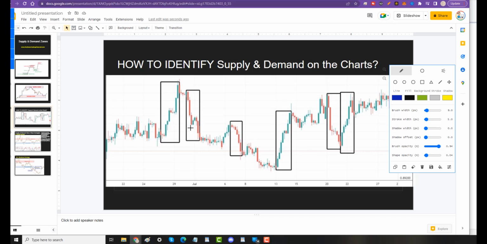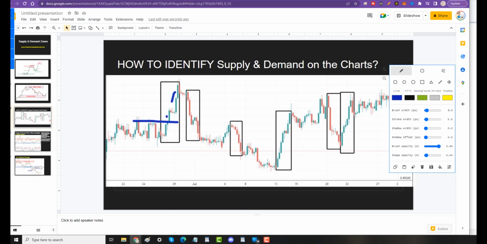And this is represented by big green candles. Whenever it has broken out, we can see 1, 2, 3, 4 huge green candles above this area right here. When the supply is more than the demand, the price drops. As we can see, the price drops from these areas right here.